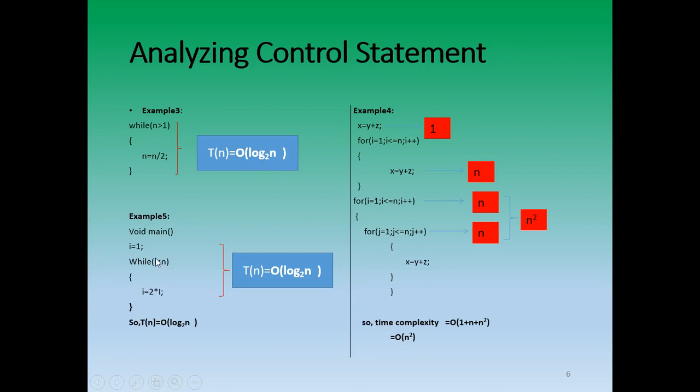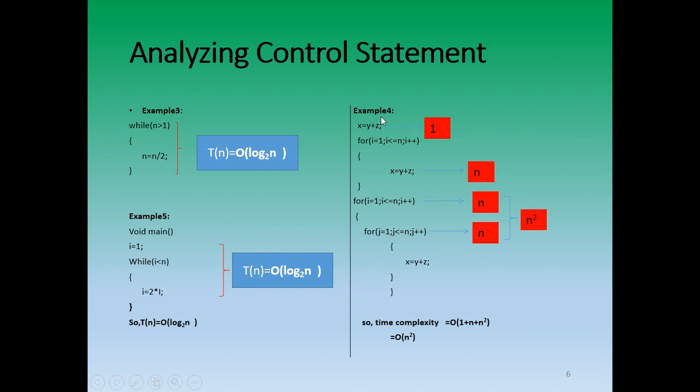Now we write another code. While i is less than n, we perform the operation i is equal to 2 into i. In this case, the number of computations increases as i increases. So the time complexity is order of log base 2 of n. Here we notice that whenever we perform an operation like division or multiplication, the time complexity is in the form of log.